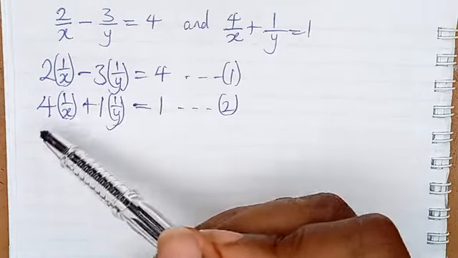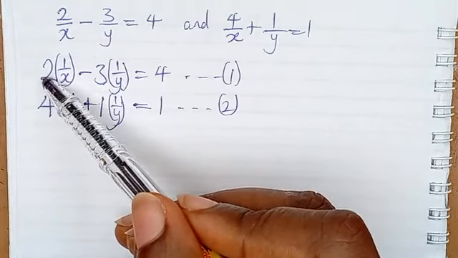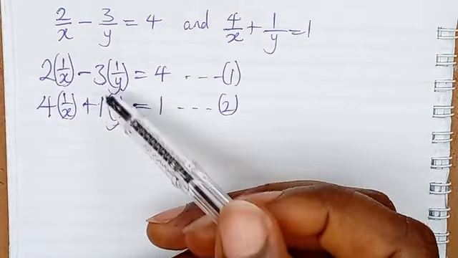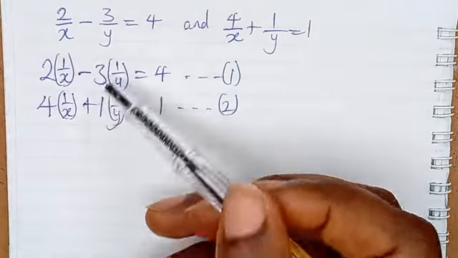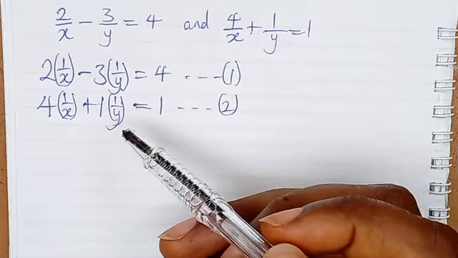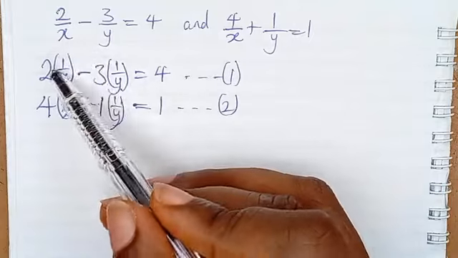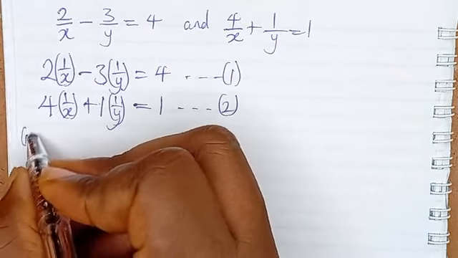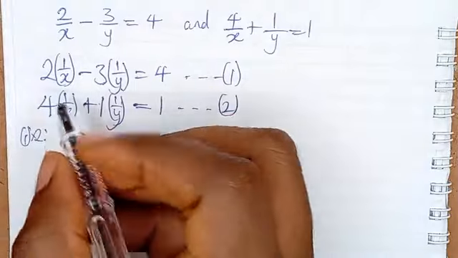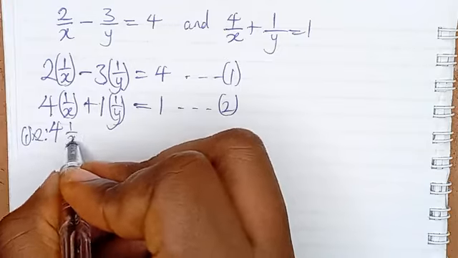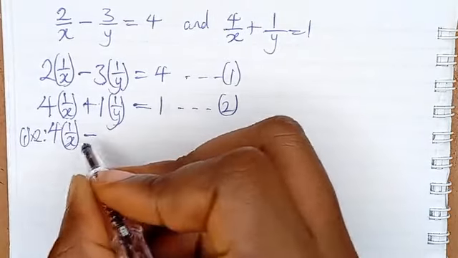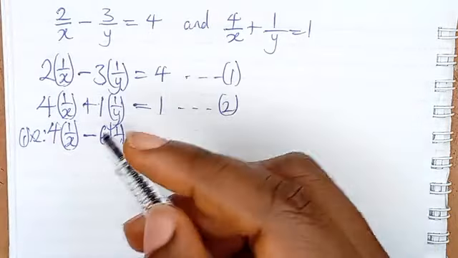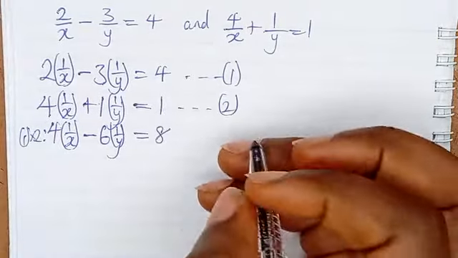So now, we can multiply this equation 1 by 2 so as to equate the coefficients of x, or we can multiply equation 2 by 3 so as to equate the coefficients of y. So any of them is our choice. Let me just go with the smaller value, which is multiplying this by 2. So when I multiply equation 1 times 2, I'm going to get 4 into 1 over x, and then 2 times this is going to give us 6, 1 over y is equal to 2 times 4 is 8.